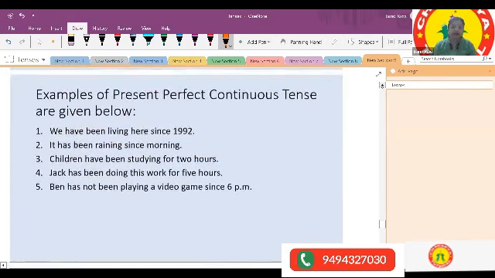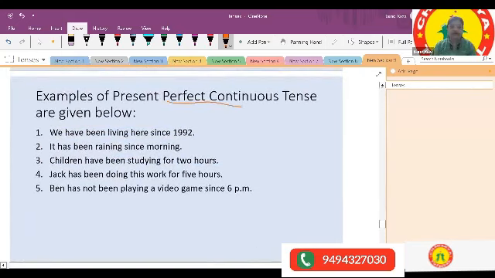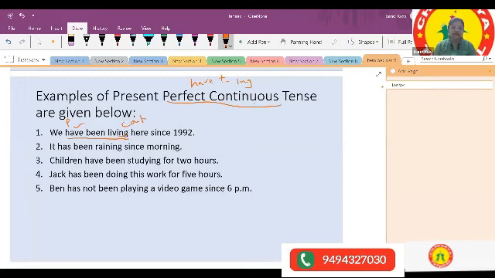This was the example of perfect continuous. Now perfect means we have, and then continuous means ing. So this is have plus ing. We have been living. Have been living. So have is perfect, and now we have ing here, that is continuous.